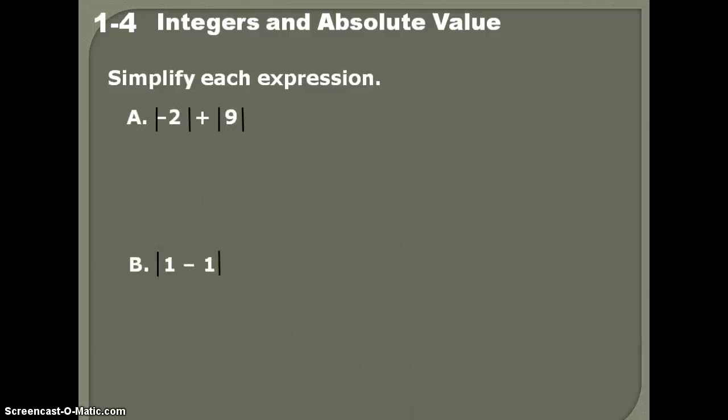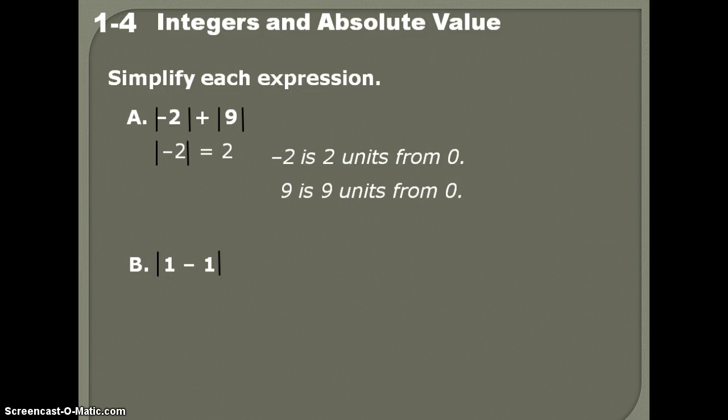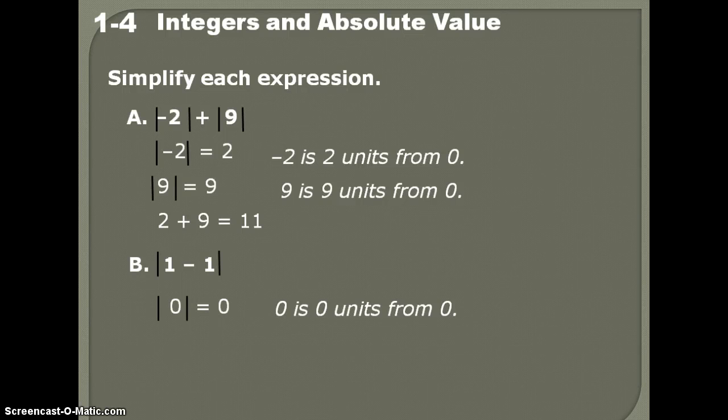Let's try another one. Absolute value of -2 is 2 steps away from 0, so that would be 2. Absolute value of 9 is 9 steps away from 0, so that would be 9. 2 plus 9 is 11. Example B. We notice we have 1 minus 1 inside the absolute value bar, so we do 1 minus 1 first to get 0. Absolute value of 0 is 0 because 0 is 0 units away from 0.